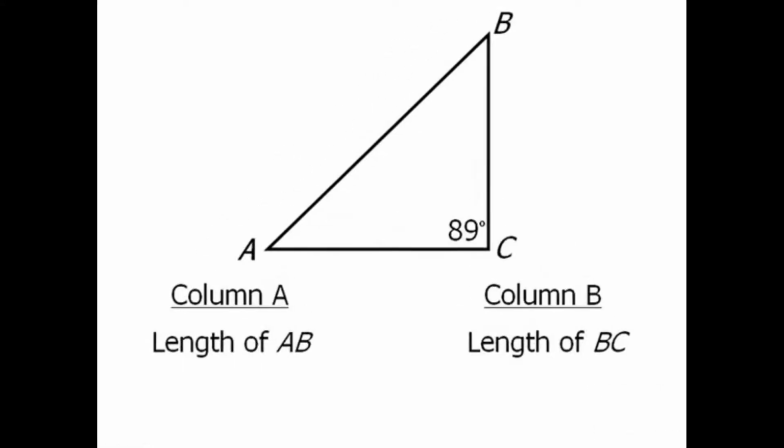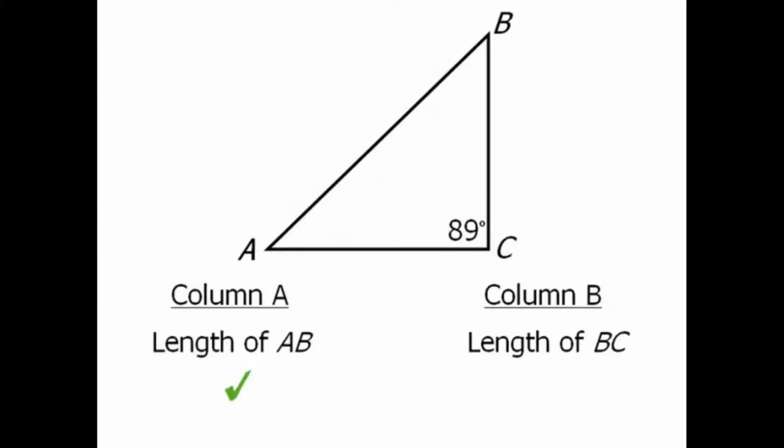To solve this question, we need to know that the side opposite the largest angle in a triangle will be the longest side of that triangle. Now the problem here is that we do not know the measures of these two angles. So these two angles could be 46 degrees and 45 degrees, in which case this would be the largest angle, and the side opposite would be the longest side. So here we see that column A would be greater than column B.